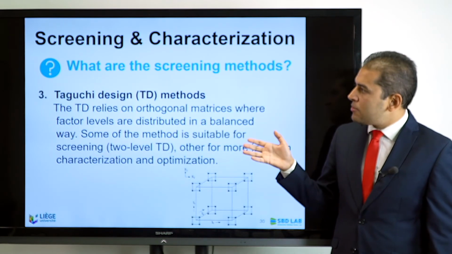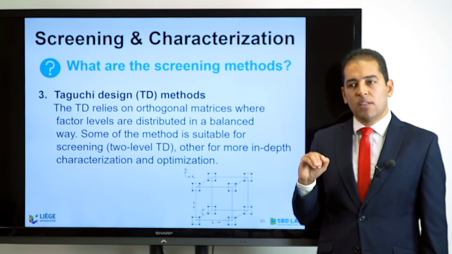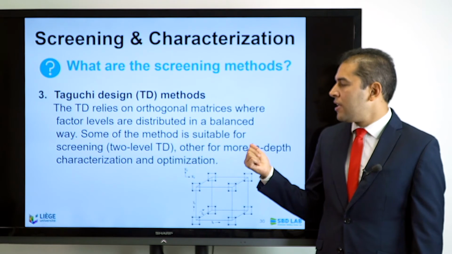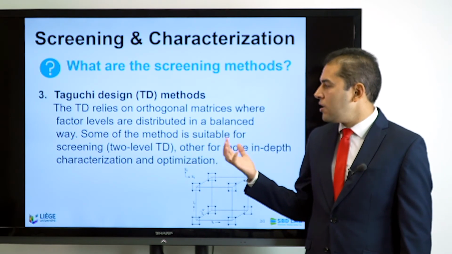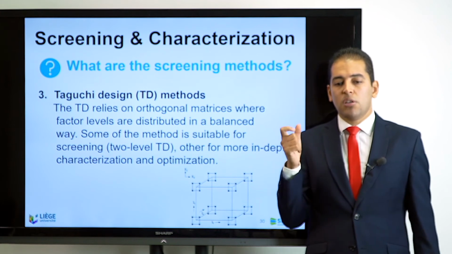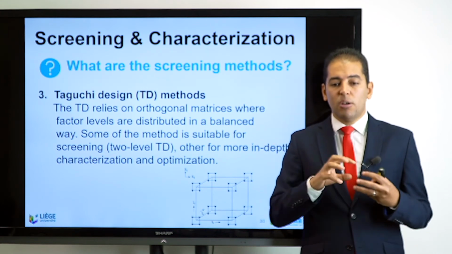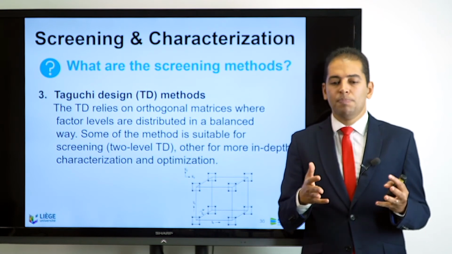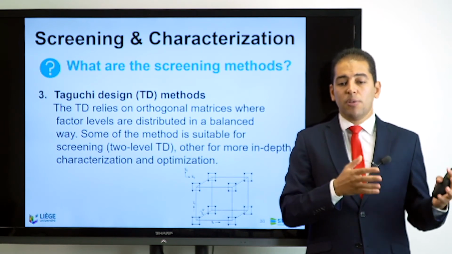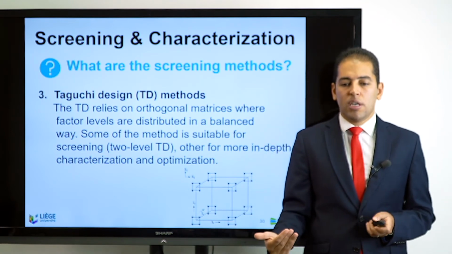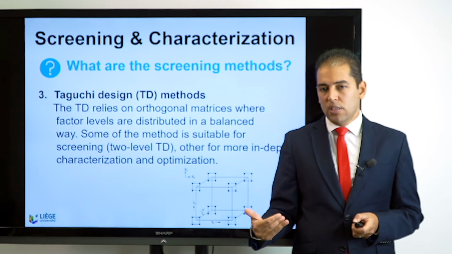And the third famous method within the screening and characterization approach is the Taguchi design methods, which have variants. The Taguchi design methods rely on orthogonal matrices where factor levels are distributed in a balanced way. Some of the methods are suitable for screening, for example if you are doing a two-level Taguchi design, and others are more for in-depth characterization, if you are doing optimization or characterization. So it's important to take this into account.